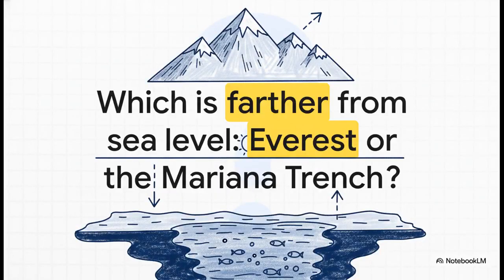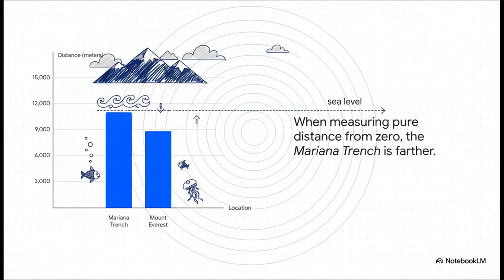And this brings us to a really fascinating question. We've got this huge positive number for Everest and this massive negative number for the Mariana Trench. But which one represents a greater distance away from our starting point, from zero, from sea level? And this chart gives us the answer. And it might not be what you think. See, if we're just measuring pure distance from zero, from sea level, the signs don't really matter. And at over 11,000 meters, the Mariana Trench is actually farther away from sea level than the top of Mount Everest is. How wild is that?